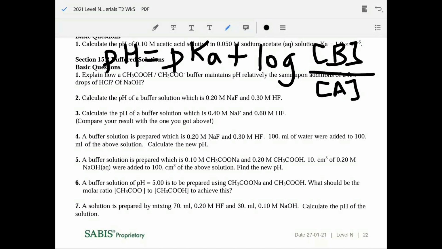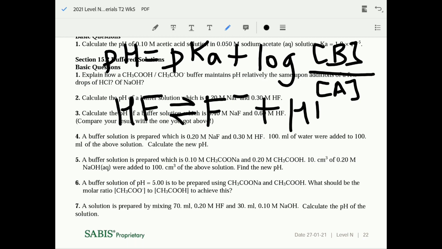Alright guys, let's continue with question 2. So this was the Henderson equation. Let's think about how we should solve this question. HF is basically dissociating to give F minus plus H plus, right? So let's work with the equation. We have 0.2 molar NaF and 0.3 molar HF. HF is a weak acid and F minus is the conjugate base.